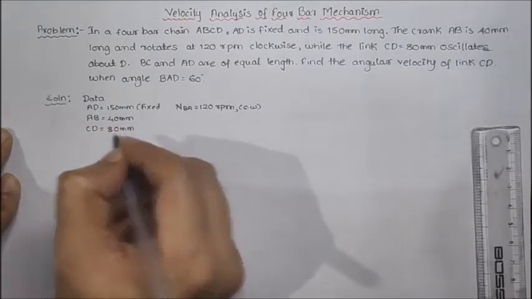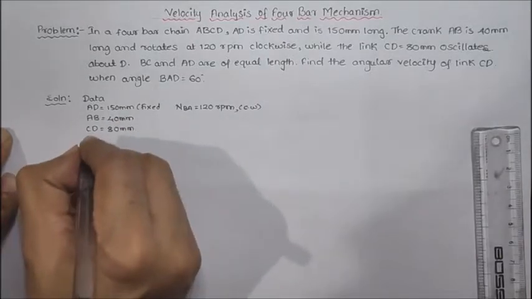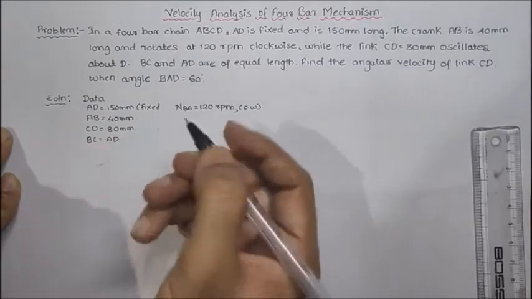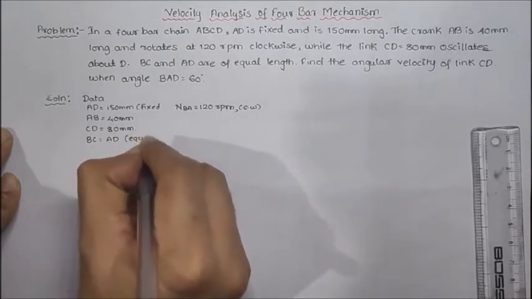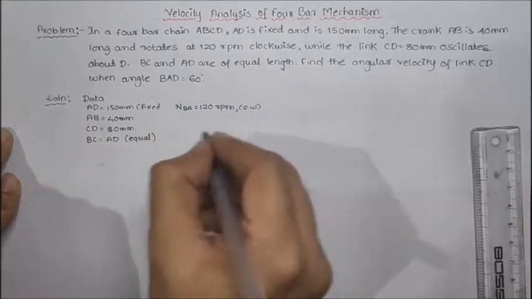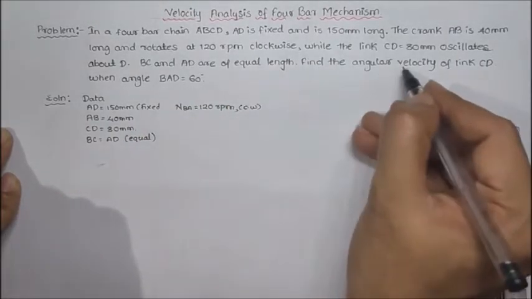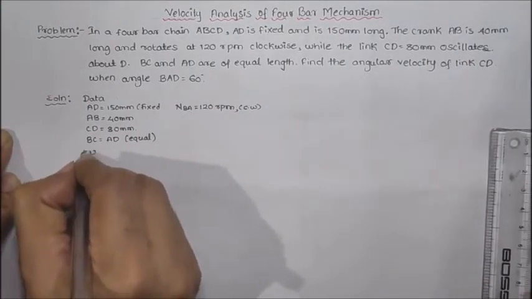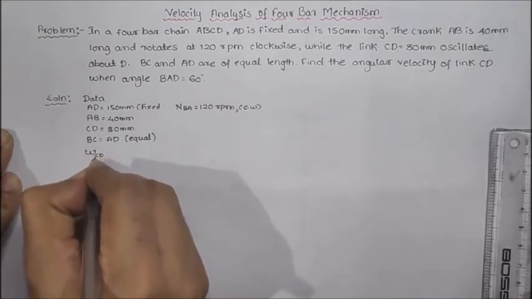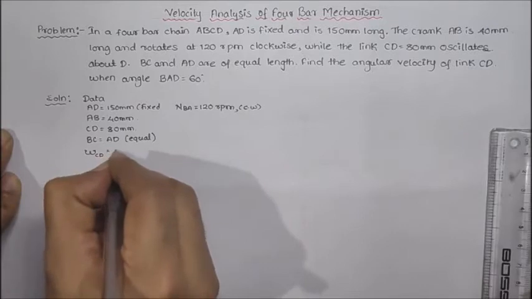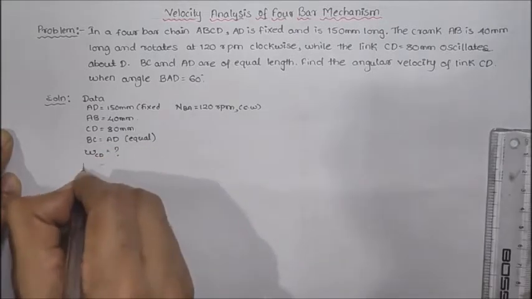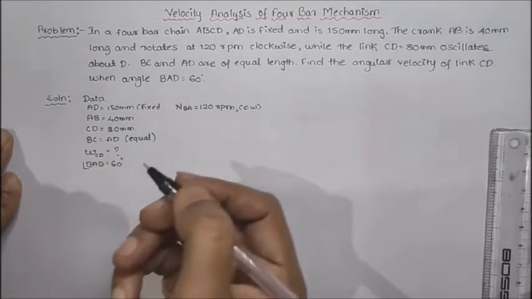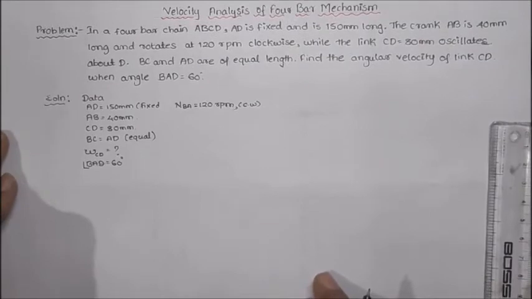80 mm oscillates about point D. BC equal to AD, so we'll write equal. Then what he has told is to find the angular velocity of link CD. So angular velocity omega of C with respect to D equal to question mark. Then angle BAD equal to 60 degrees. So this has to be found out.